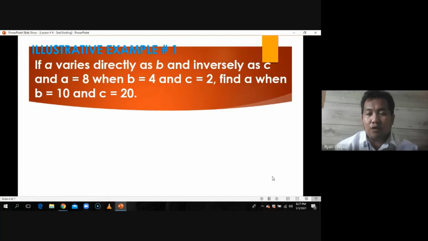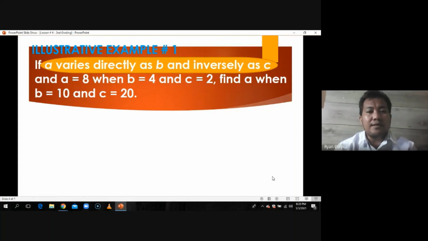So the first thing we are going to do here is to locate the statement of variation. So the statement of variation there is A varies directly as B and inversely as C. That's the statement of combined variation. So that by locating it, we can now apply the first step, that is by translating that statement of variation into symbols. This is a combination of direct and inverse variation. So A varies directly as B and inversely as C.